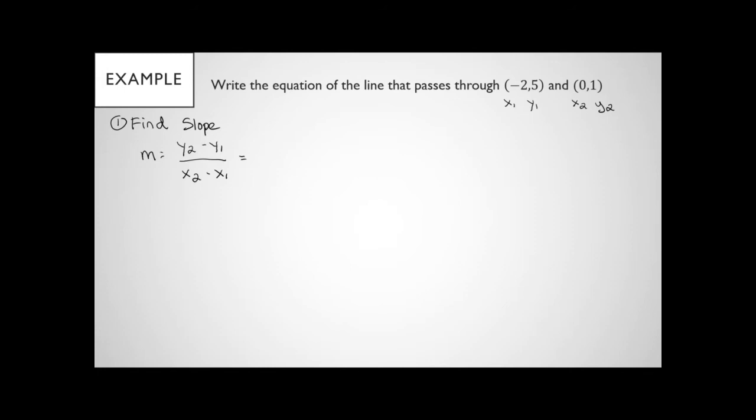So y2 is 1, y1 is 5. Then x2 is 0, and x1 is -2. So we have 1 minus 5 over 0 minus negative 2. So 1 minus 5 is negative 4. 0 subtracting a negative 2 is 0 plus 2. So we get negative 4 over 2, which divides to negative 2. So now that we know the slope, now we can write the equation.